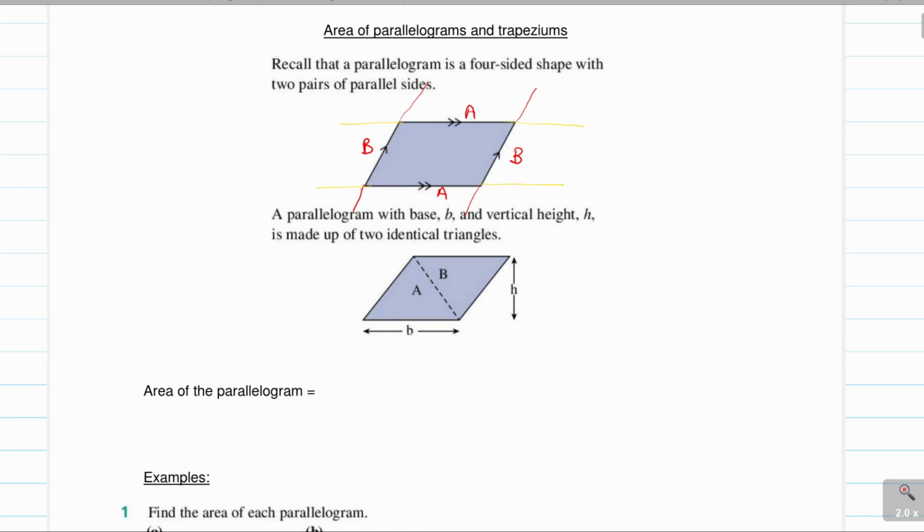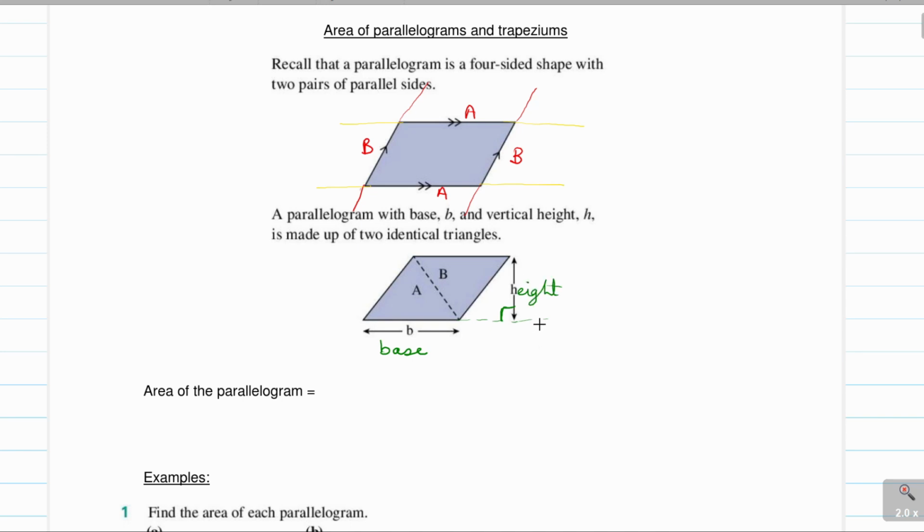Now, a parallelogram with a base B, so here we have something else. We have a base B here, so this is our base, and a vertical height of h. Now, this height must be perpendicular. Do you see? If I extend this line, I'm forming a 90-degree angle here. Alright, this is my height.